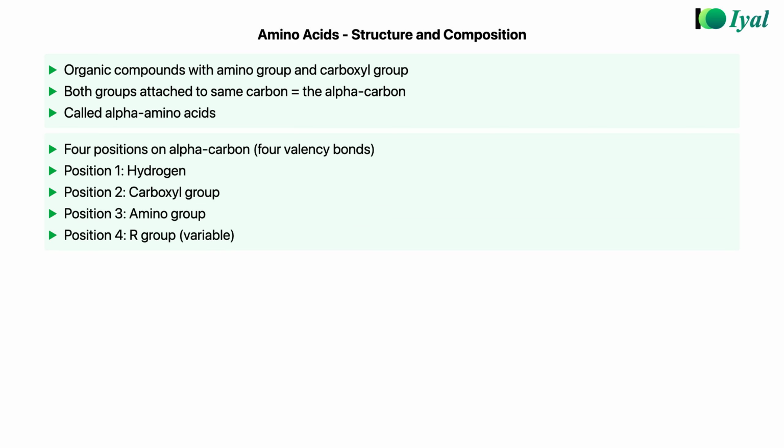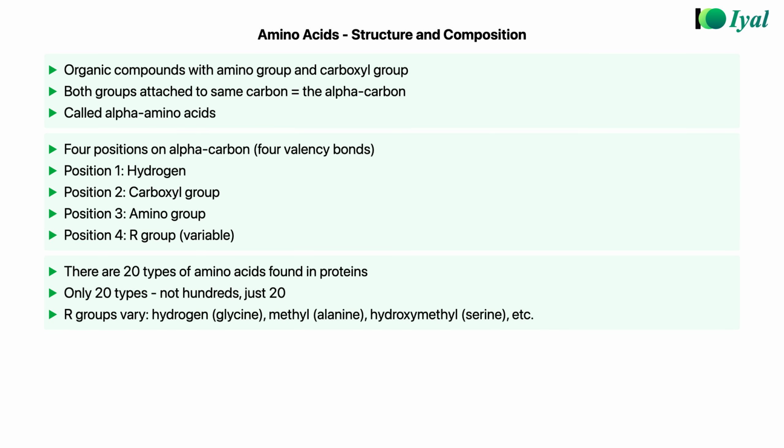Now that alpha carbon has 4 valency positions, 4 bonds it can make. 3 of those are fixed. One is a hydrogen atom, one is the carboxyl group, one is the amino group. The 4th position, that's variable, and yes, that's where we get the diversity. That 4th position has what we call an R group, and the R group can be different in different amino acids. This is important. There are only 20 types of amino acids that are found in proteins, just 20. Not hundreds, not thousands, 20.